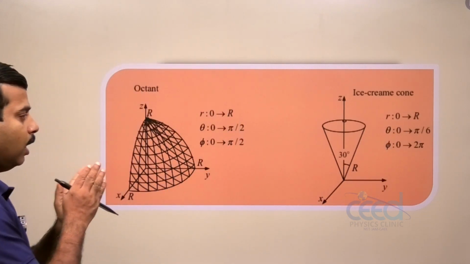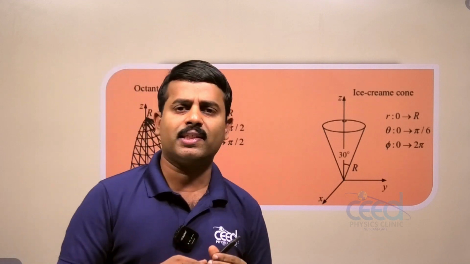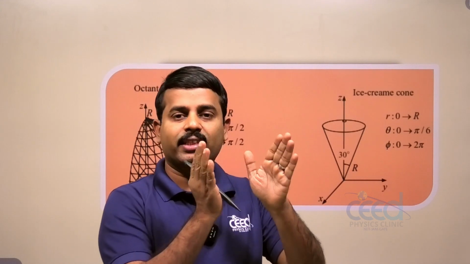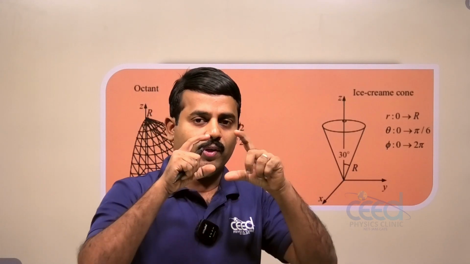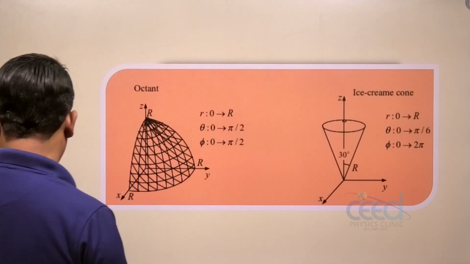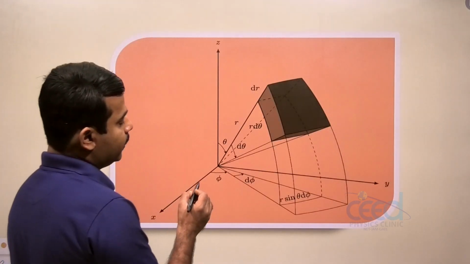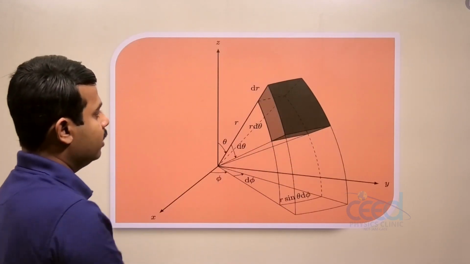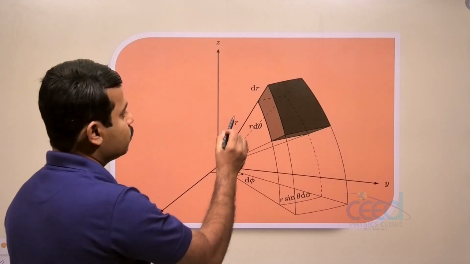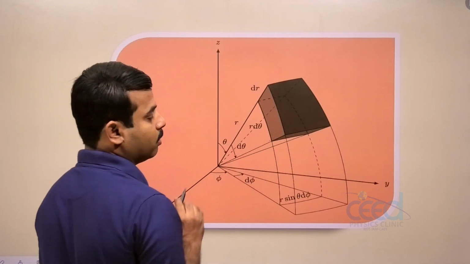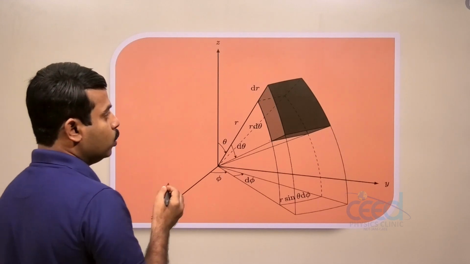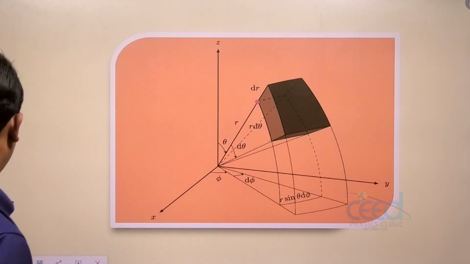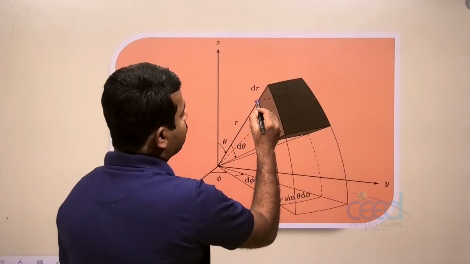Right? Now we need to represent the area element, volume element, and length element in the spherical polar coordinate system. Alright, so look here. Here is one part of a sphere, actually this is a full sphere. I extracted a small volume from this sphere. Suppose this is my point.